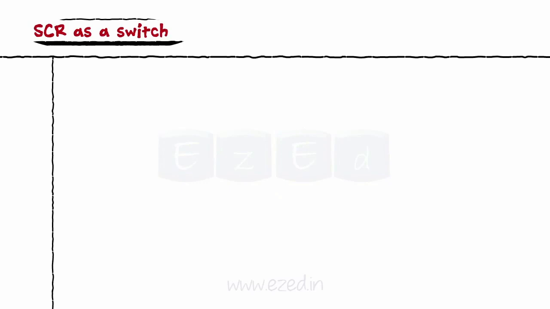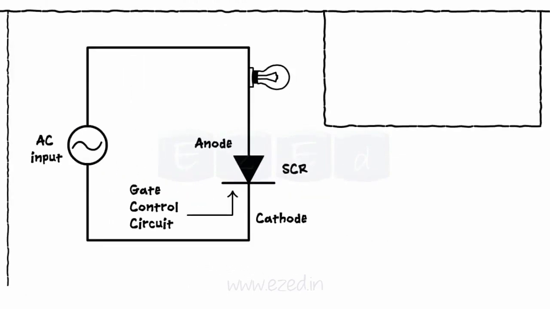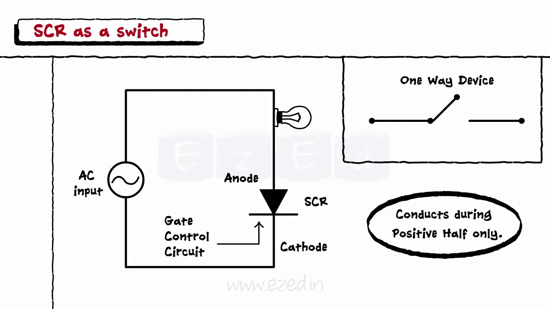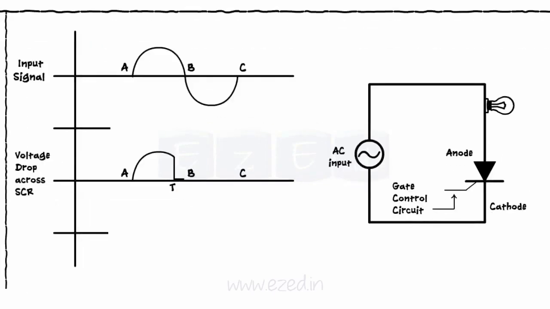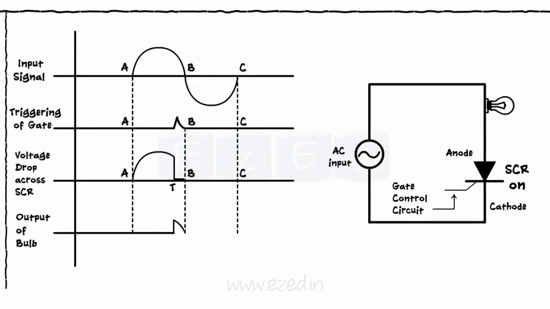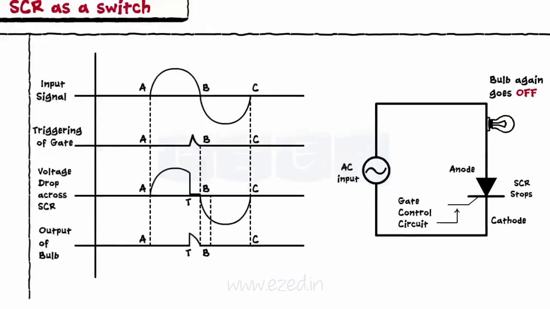Consider the circuit in which SCR acts as a switch. We apply the AC signal at the input. The SCR, being one-way device, conducts only during the positive half of the input signal. When the gate voltage is applied near the end of positive half cycle, the SCR turns on and the bulb glows with the minimum intensity only till the end of positive half. As soon as the negative half starts, the bulb again goes off, as the SCR stops conducting.